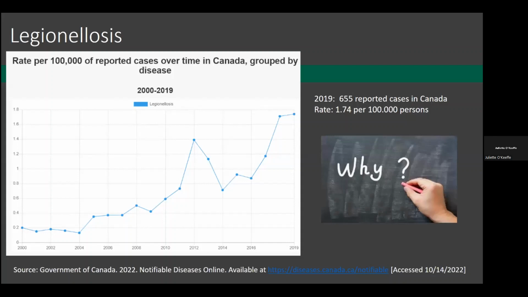But generally, why are we seeing this trend of increase, which is here as well as elsewhere in the world? Could it be environmental factors? Possibly, but it could also be due to improved reporting, improved diagnostics, and general awareness that maybe we need to be testing for Legionella.